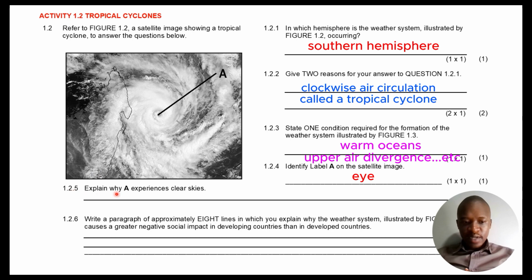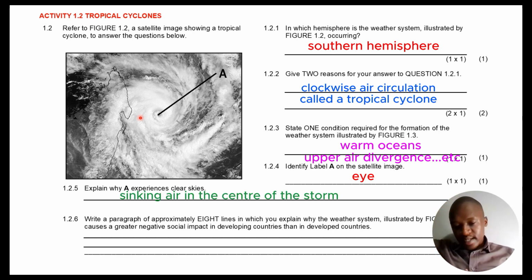1.2.5 is saying explain why it experiences clear skies. Remember, at the eye of the cyclone there is cool sinking air in the center of the storm. So obviously, when there is sinking, subsiding air, there is no cloud formation. Therefore, there will be clear skies.